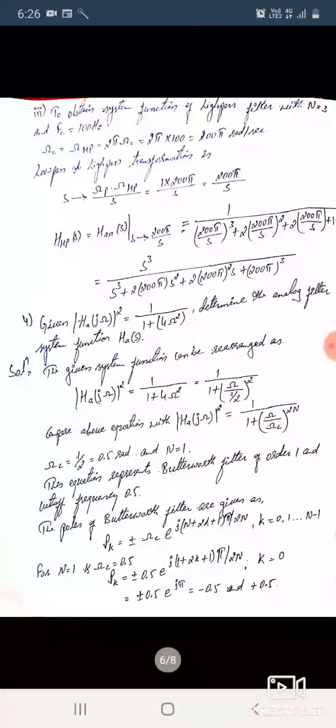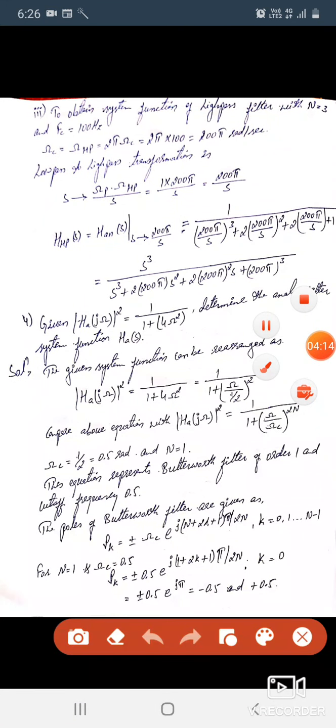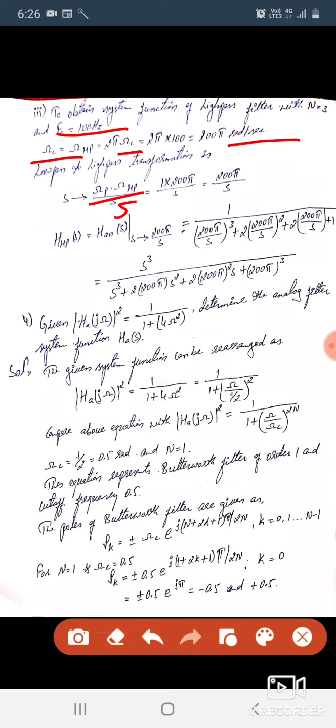Next, for fc equals 100. Again for high pass, cutoff frequency omega c is 2 pi into 100. Here you will be getting 200 pi radians per second. Same, S is going to change from low pass to high pass, that is 1 into 200 pi divided by S. You will be getting 200 pi by S.